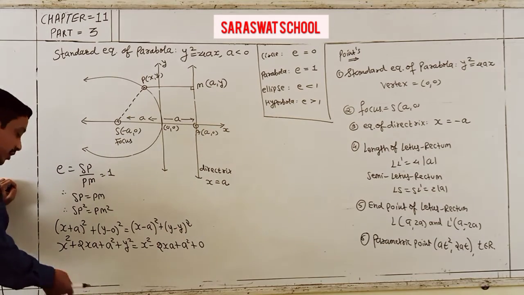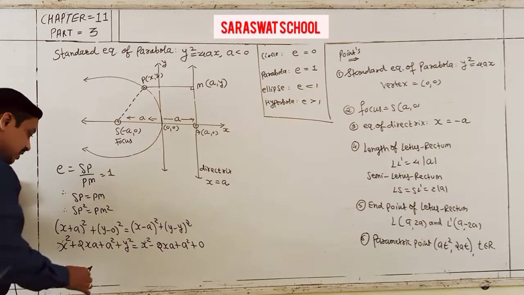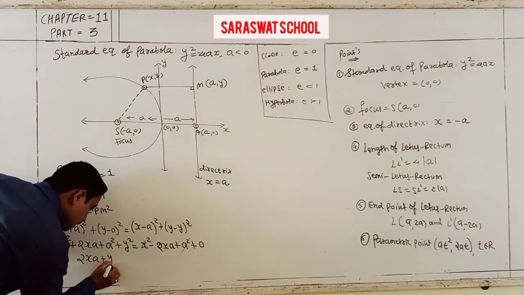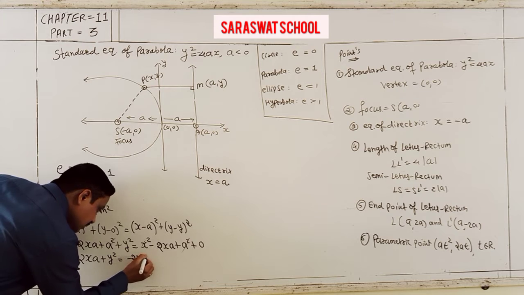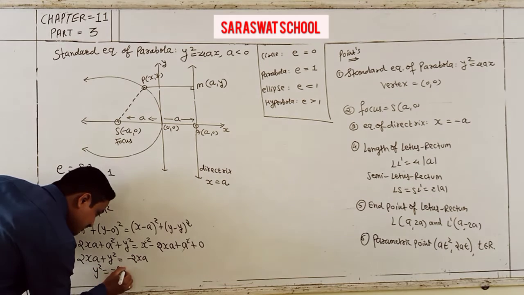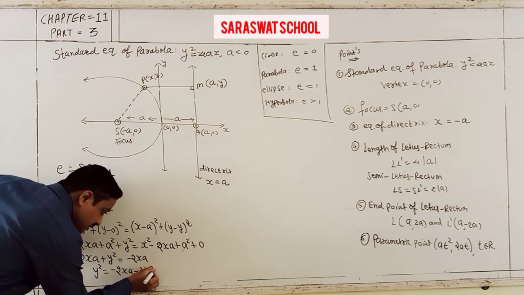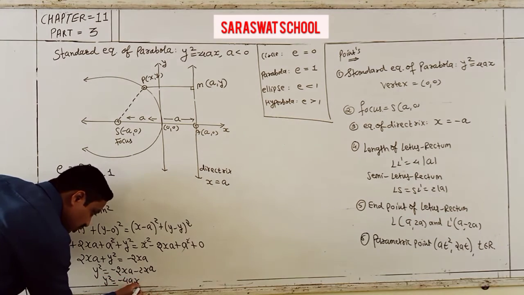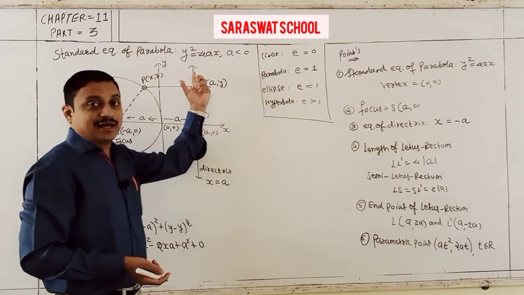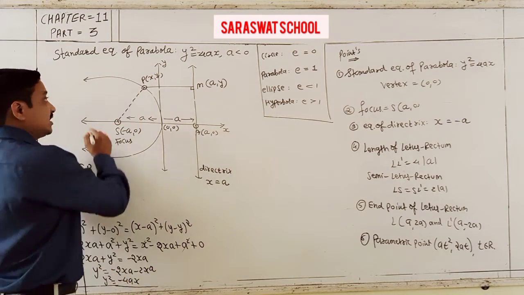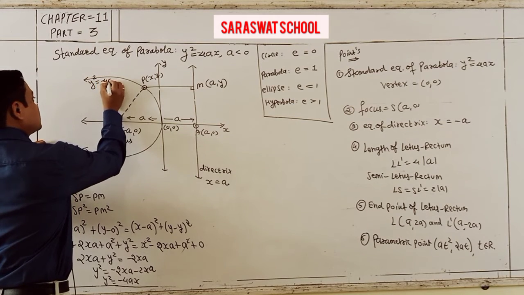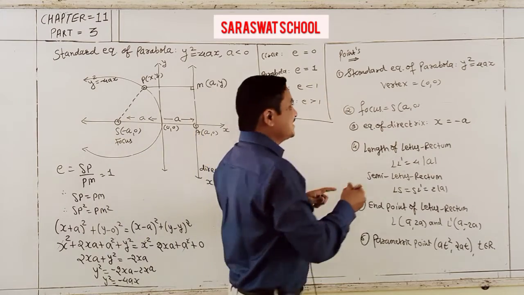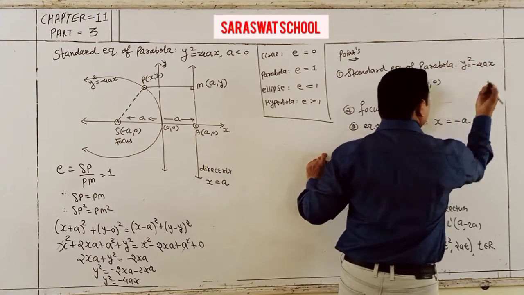Now you will check: your x square is gone, a square is gone. Only you have twice xa plus y square minus twice xa. So what is y square? Yes, minus twice xa minus twice xa. So your answer is y square is equal to minus 4ax. That's your standard equation of parabola, this curve. So you mention in the drawing y square is equal to minus 4ax. Now the points are the same. Standard equations just change here. You will write down minus 4ax.